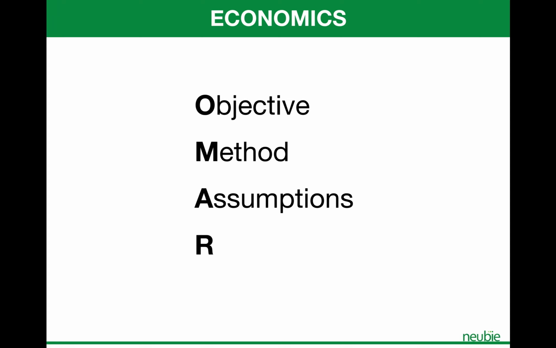And A is for assumptions. The following assumptions were discovered by analyzing our P&L at NeuFit, and these are assumptions for the sake of the model, but they are derived from empirical evidence, and I'll go over all the assumptions for the model in just a moment. And R stands for results. Let's take a look at them now.